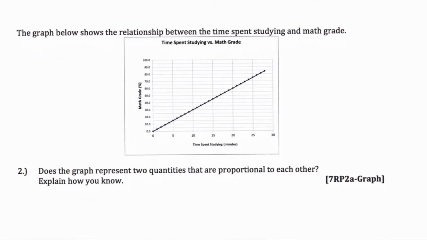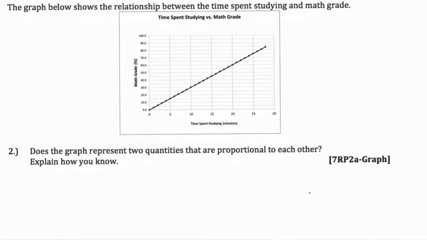The graph below, excuse me if you're getting car sick, shows a relationship between the time spent studying and someone's math grade. And they're asking, does this represent two quantities that are in a proportional relationship to each other? And what we've learned in class is there are 2 tests this has to pass. One is, does it pass a straight line test?